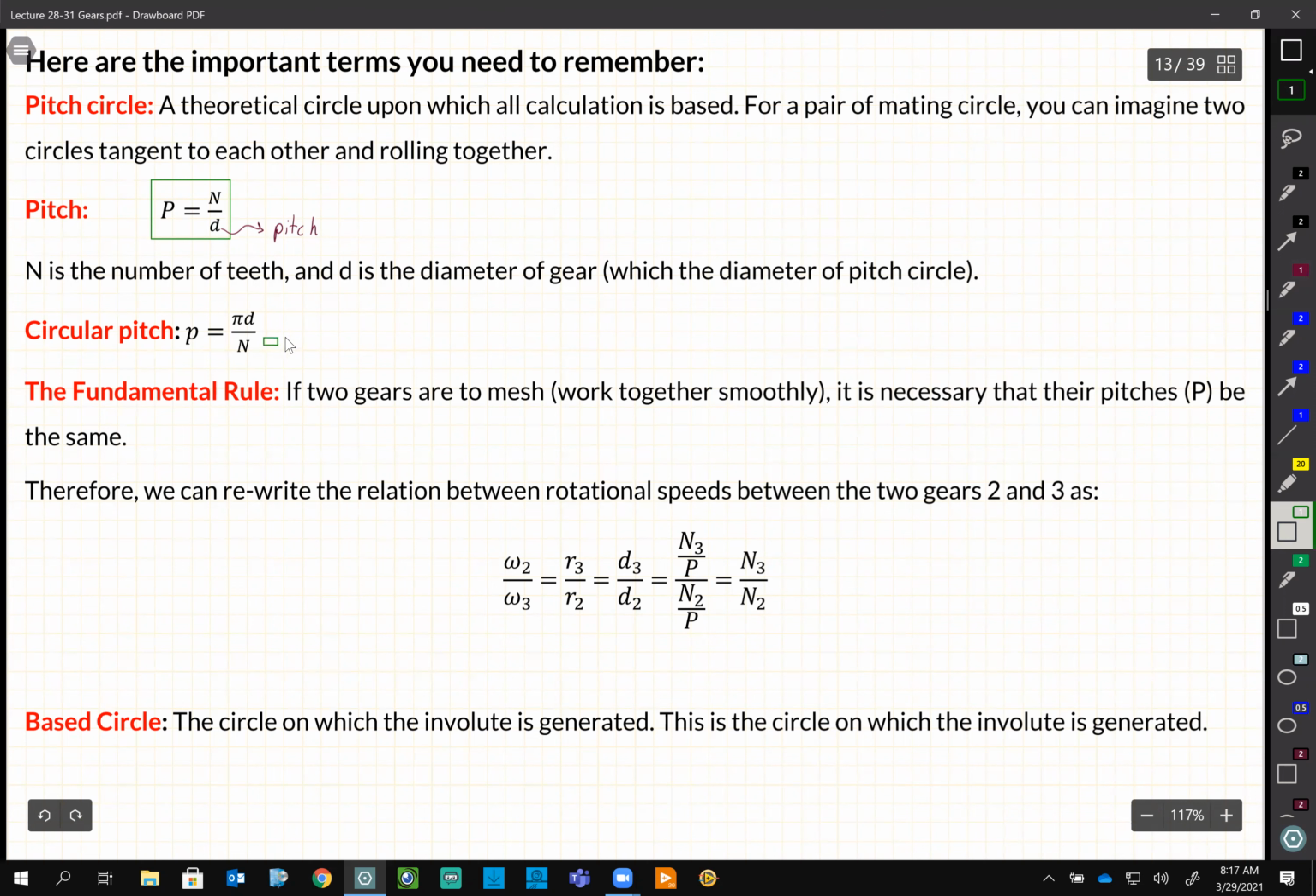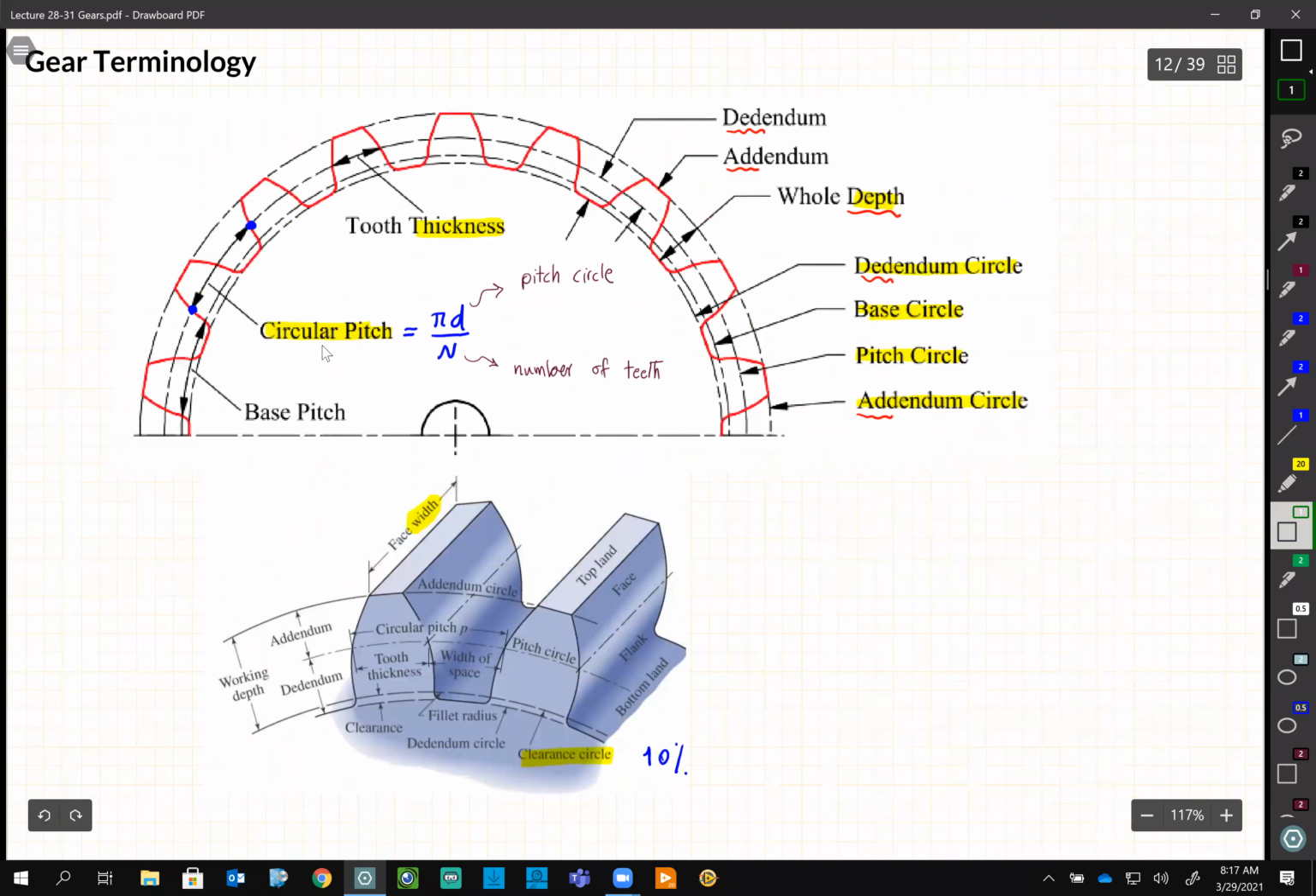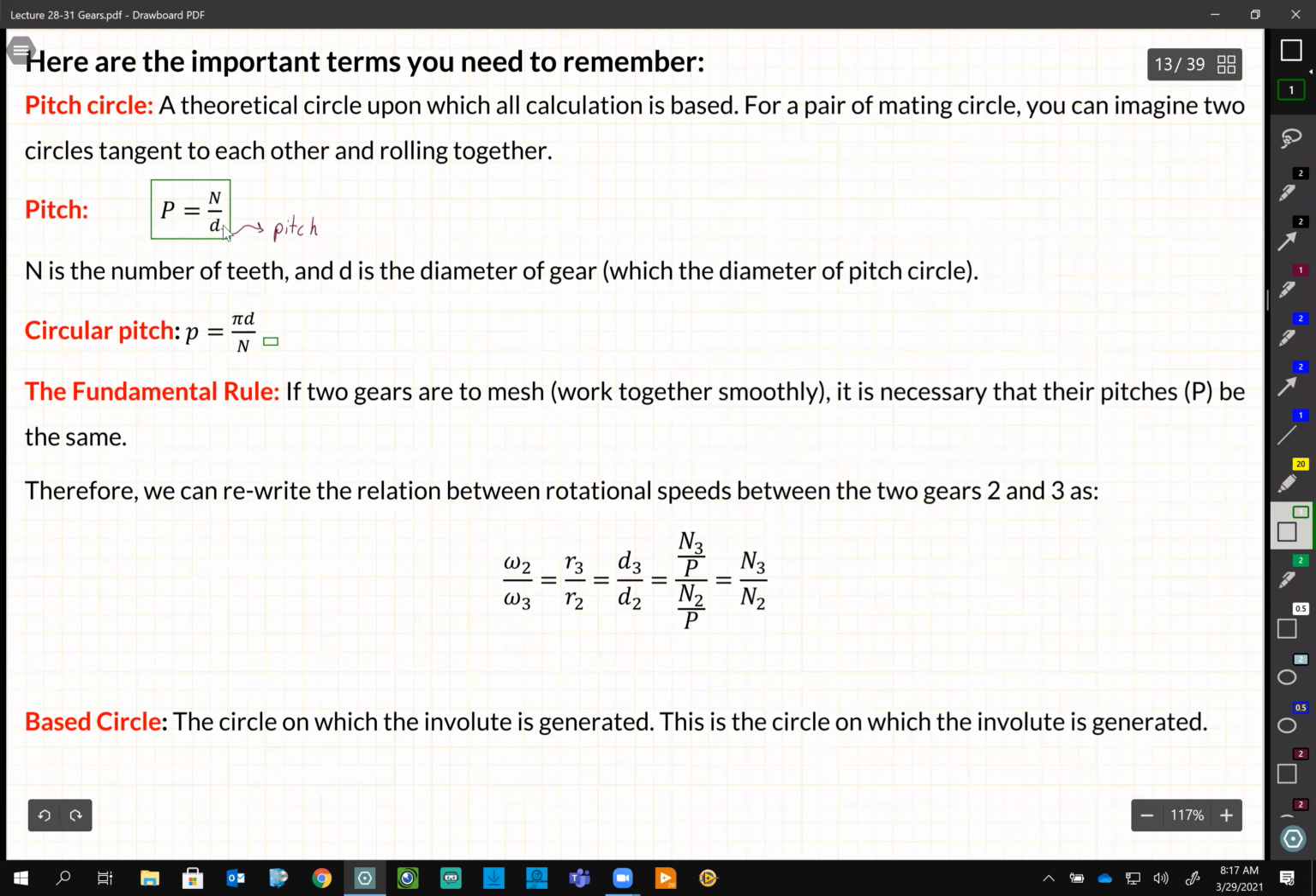Let's go back one slide. This is circular pitch. Their names are very similar, so do not confuse them. Circular pitch is a distance, but pitch is just the number of teeth divided by d. Okay, circular pitch is not that critical a value for us.